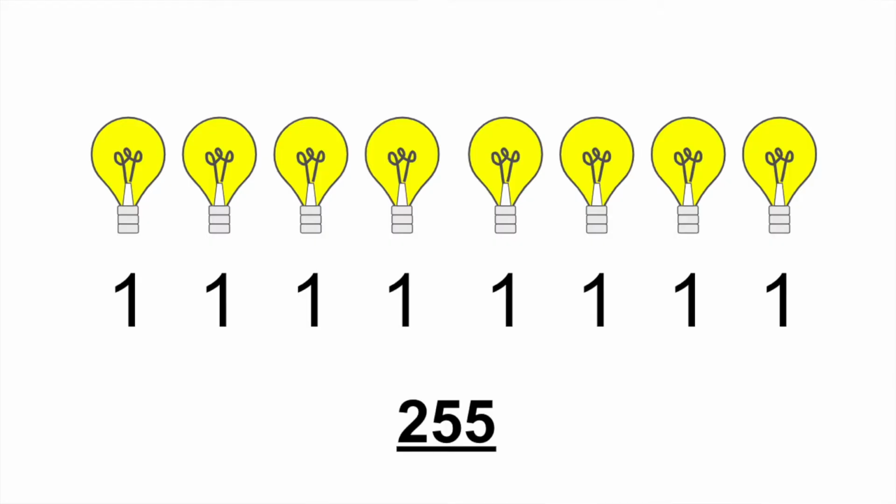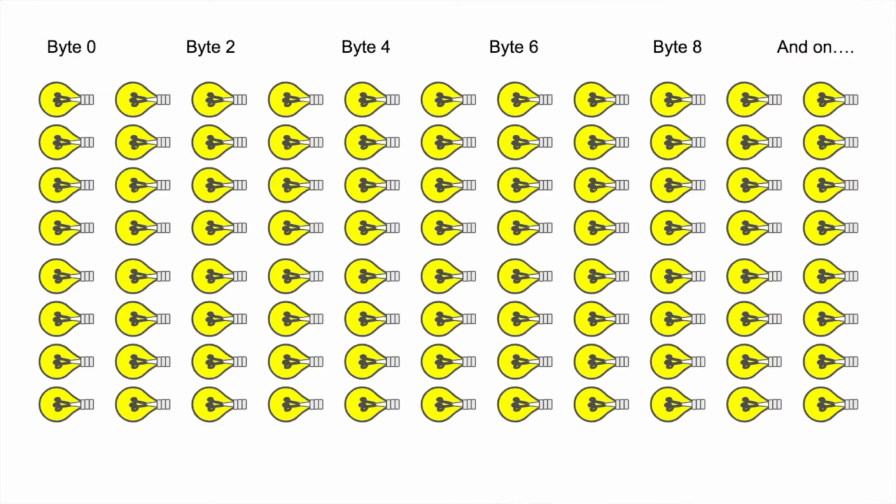Memory today is expressed in terms of gigabytes. This chip has 4 gigabytes of memory on it. A gigabyte is 1 billion bytes. That's 1 billion rows of 8 light bulbs. So we can think about memory as a long, continuous, one-dimensional array of these light bulbs, of these bytes, representing a binary number, 0 to 255.